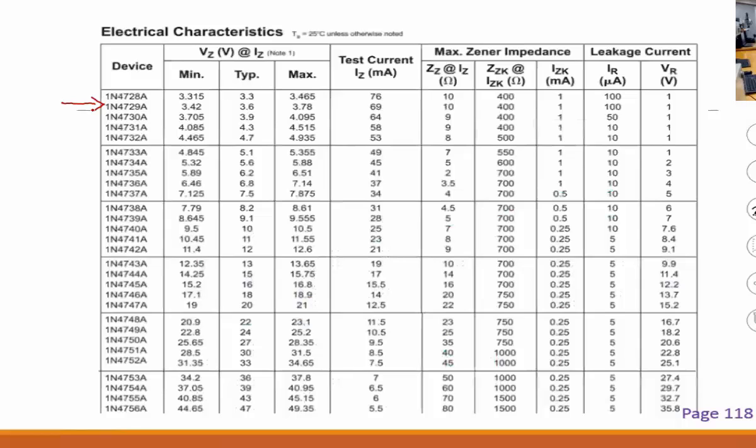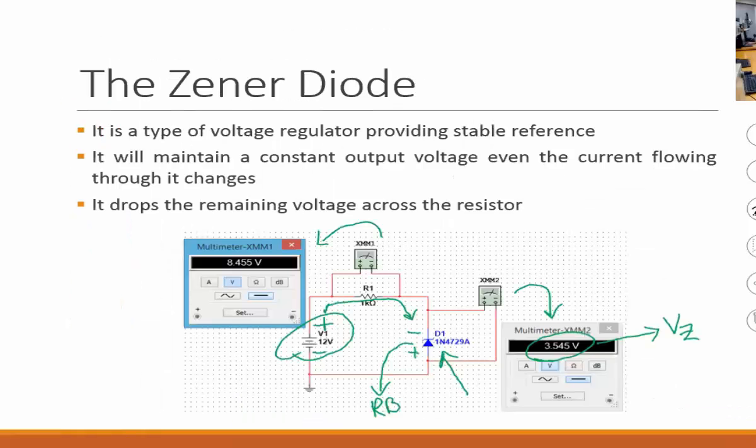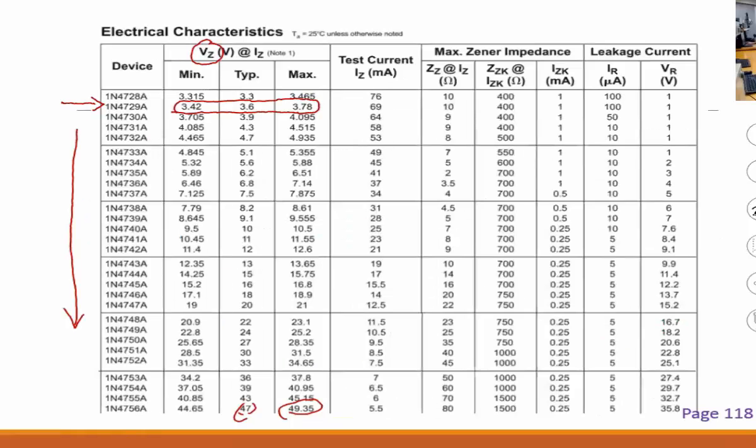1N4729. You see that the VZ minimum is 3.42, typically 3.6, max is 3.78. You can see that down the line, there are some Zener diodes they can handle. Again, this is only a few diodes I have, but in the textbook on page 118, you will see a lot more. You see that some of these diodes have like 50 volts of VZ. So let's focus on just this model for now.